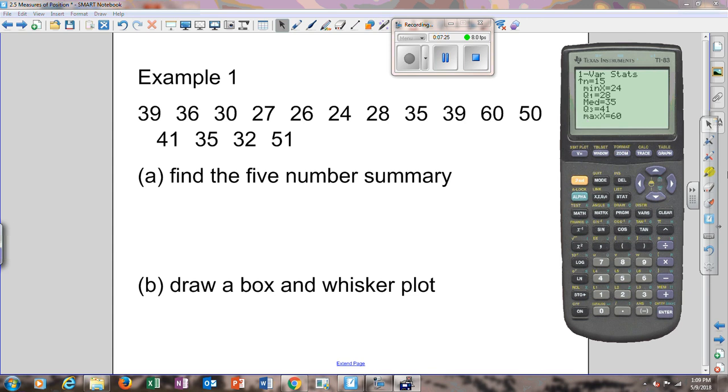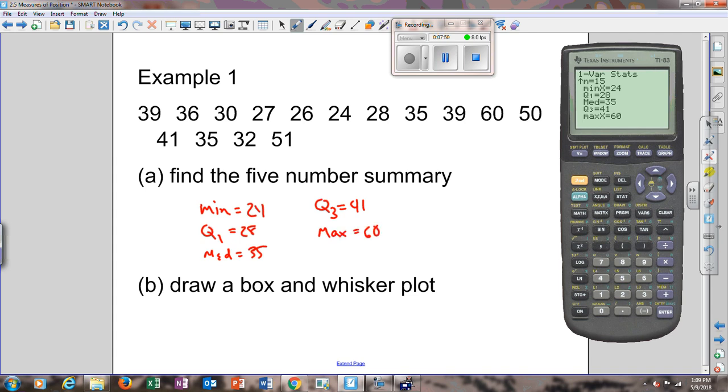So your minimum is 24, Q1 is 28, the median is 35, Q3 is 41, and your max is 60. Now you've got to draw a box and whisker plot. Now whenever you draw these, you have to do a number line underneath it in order for it to make any sense.